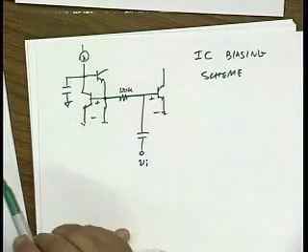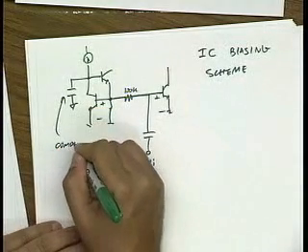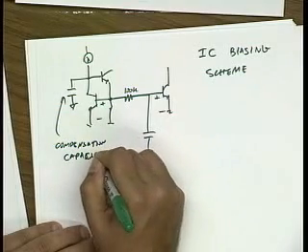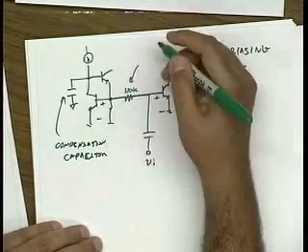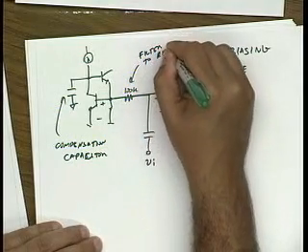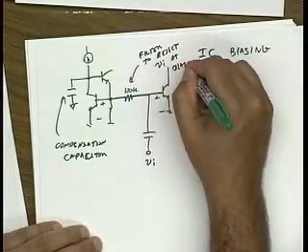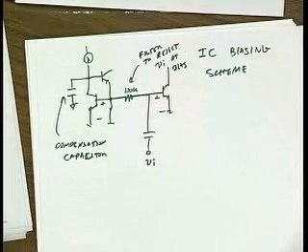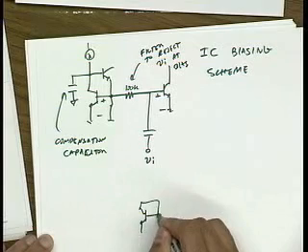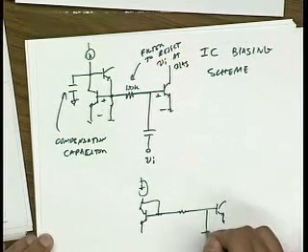Okay? So this is a compensation capacitor, and this is basically a filter. Okay. I could have also just used a simple mirror, and the circuit would also work fine.